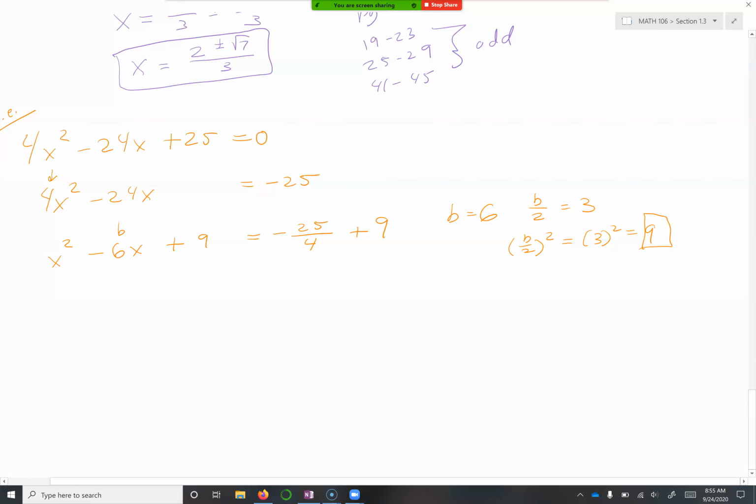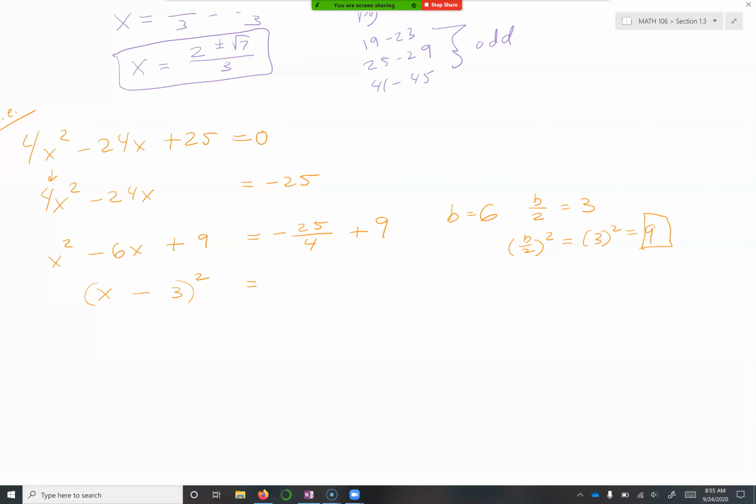Because the left side now, when you do that process, is going to be one of those perfect squares. You could take the square root of x squared, get an x, take the square root of 9 and get a 3, and then because this is a negative 6x, we know that it's going to be x minus 3, all squared. So that's our goal, to get the left-hand side to be a binomial that's squared.